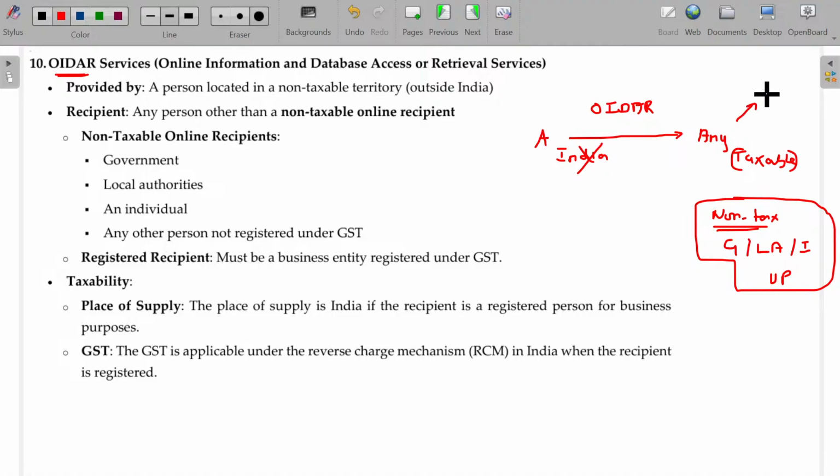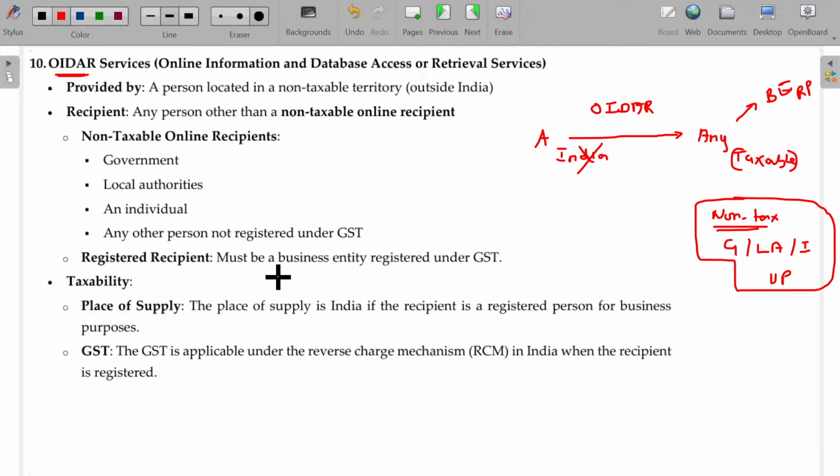Predominantly this person can be a business entity registered under GST. He is supposed to pay the GST under RCM basis if the supplier is outside India. If the supplier is in India, automatically forward charge will be applicable. What happens if I am rendering online services, online coaching, other than in Tamil Nadu state? Then automatically forward charge will be applicable. I will collect the GST.